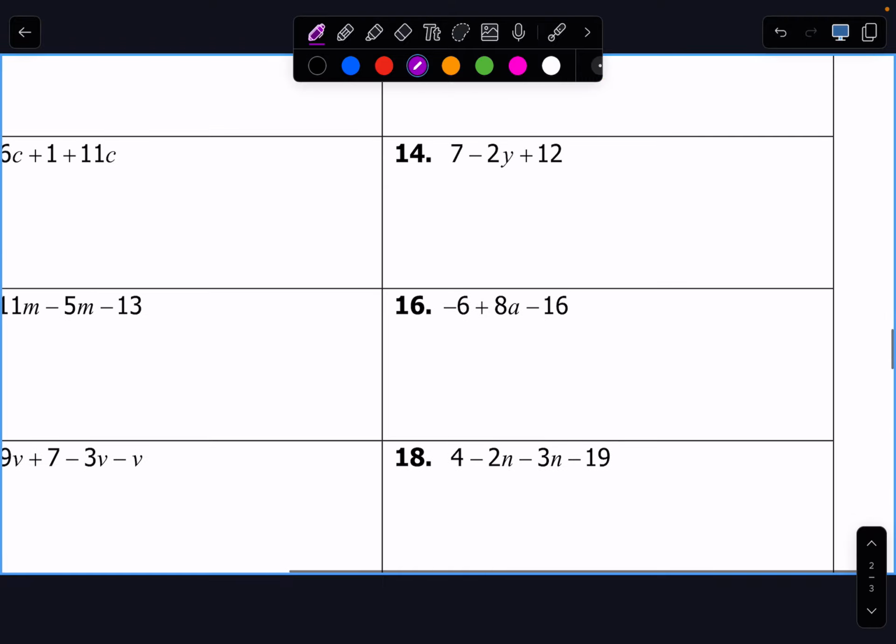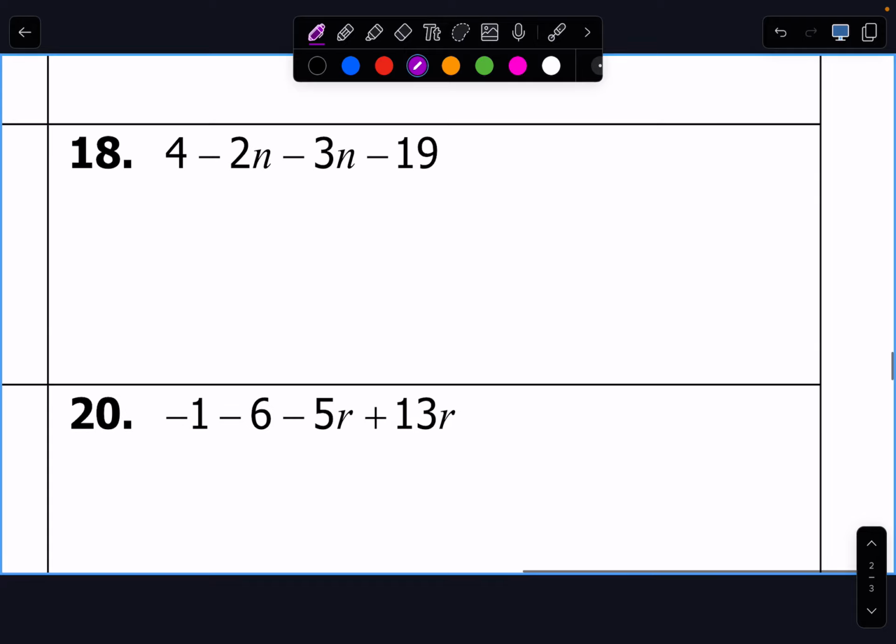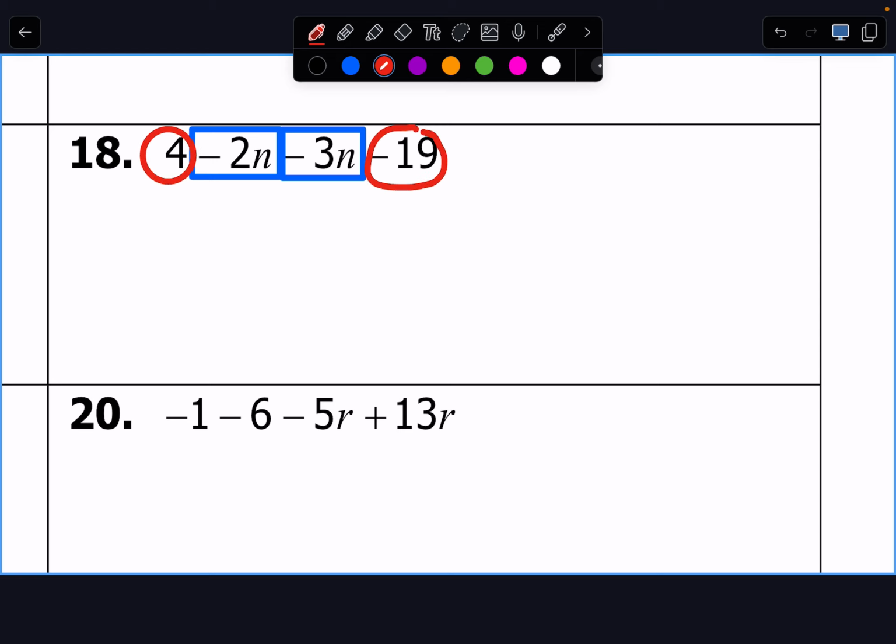All right. So I want you to look at number 18. I know that's probably not the problem you thought I was going to talk about. That's the problem I want to start with. I see some of you already putting boxes and circles around terms, and I think that's awesome. I am going to put a box around minus 2n, and I'm going to put a box around minus 3n because those are our 2 variable terms. Then I'm going to circle 4, and I'm going to circle minus 19.